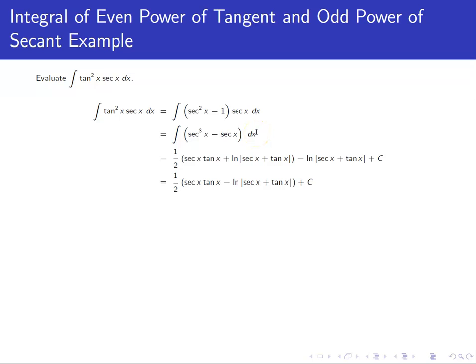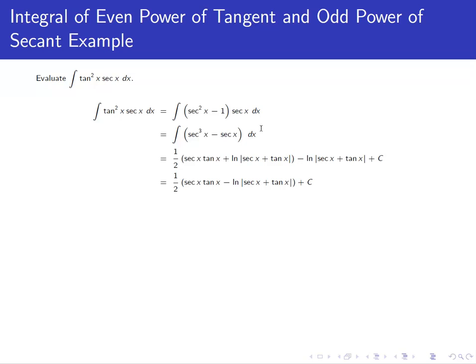In this video, we're going to look at the integral of an even power of tangent times an odd power of secant. So this is basically the oddball case for the secant tangent integrals for trigonometric integrals. So let's look at the integral of tangent squared x times secant x dx.